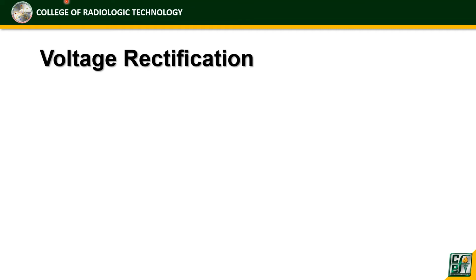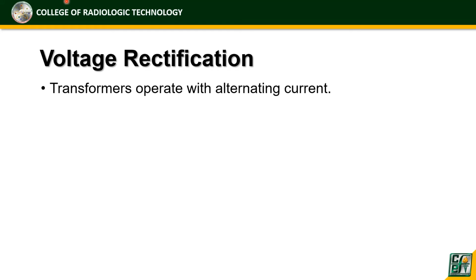When talking about high voltage generator, we must also talk about voltage rectification. Okay. We all know that the high voltage transformer receives an alternating current, but the X-ray tube circuit utilizes direct current. So in order for us to change the alternating current to direct current, we must rectify the voltage by use of diodes.